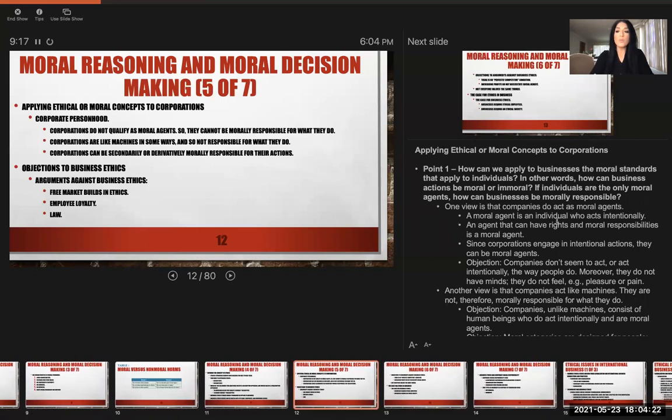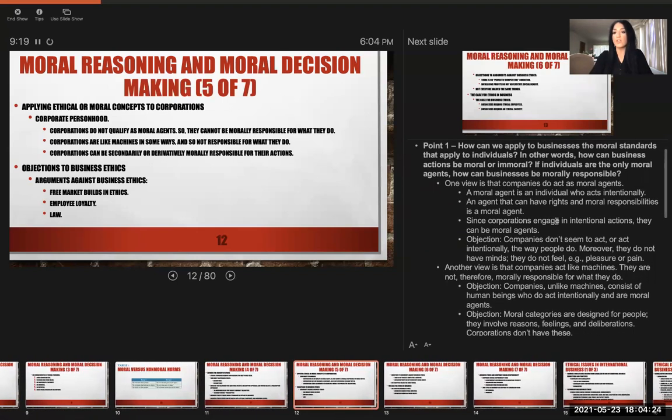So, how can we apply to businesses the moral standards that apply to individuals? In other words, how can business actions be moral or immoral? If individuals are the only moral agents, how can businesses be morally responsible? One view is that companies do act as moral agents. A moral agent is an individual who acts intentionally. An agent that can have rights and moral responsibilities is a moral agent. Since corporations engage in intentional actions, they can be moral agents.